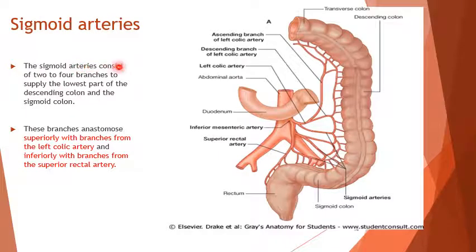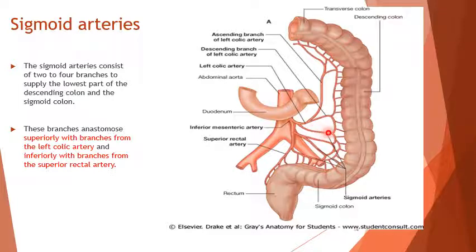The sigmoid arteries consist of 2 to 4 branches and they supply the lowest part of the descending colon and the sigmoid colon. So these are the sigmoid arteries. These branches anastomose superiorly with the descending branch of the left colic artery. This is the left colic artery, its descending branch.